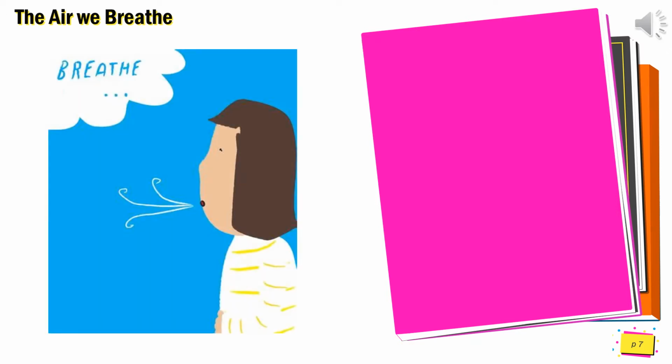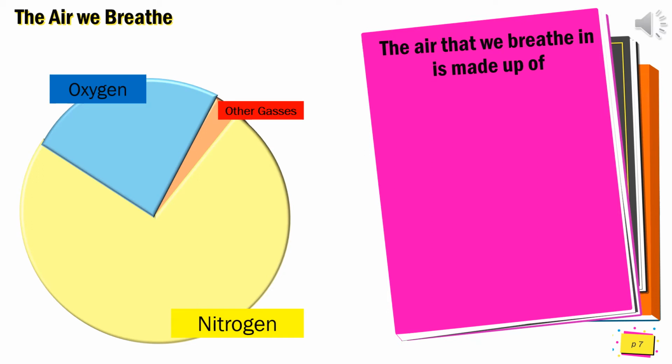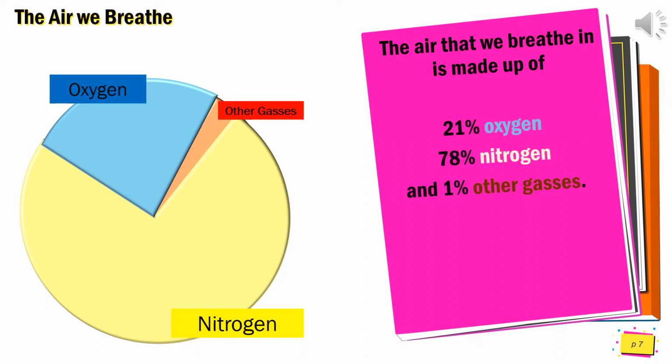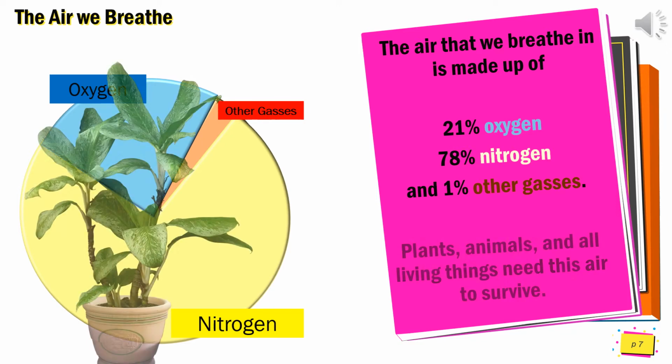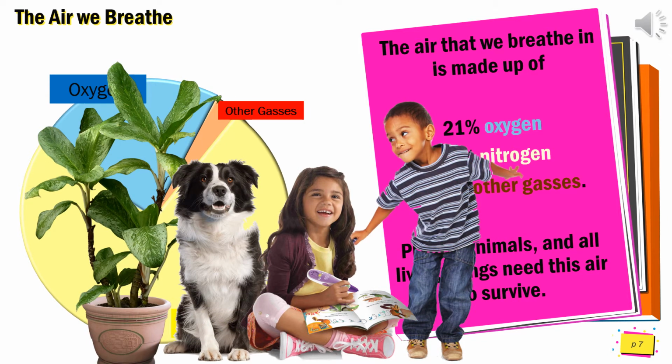Let's take a moment to talk about that air we breathe. Take in a breath and let it out. When you're breathing, think about what's in that air. It's made up of about 21% oxygen, 78% nitrogen, and the other 1% is other gases. Plants, animals, and all living things on Earth need that air to survive.